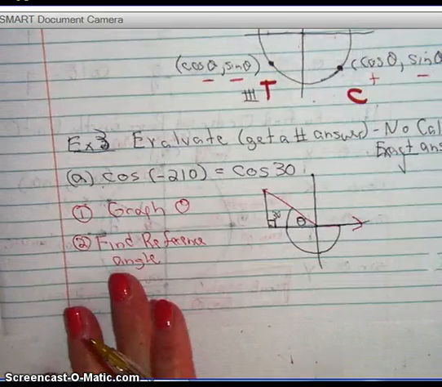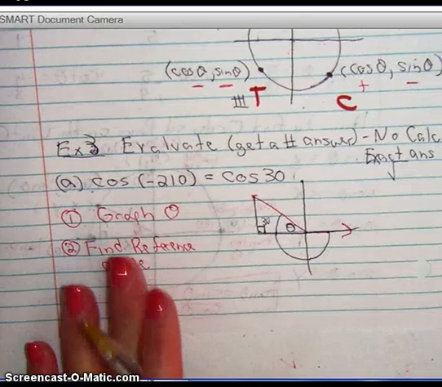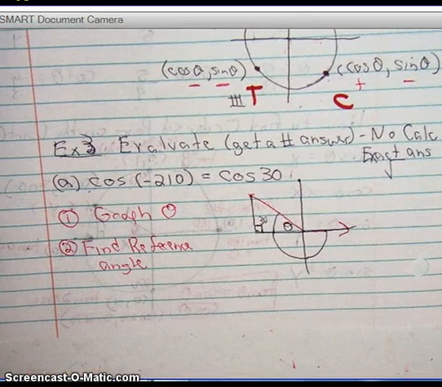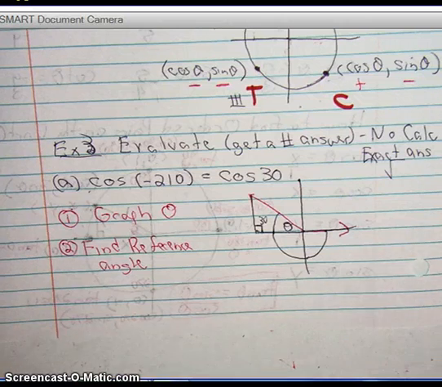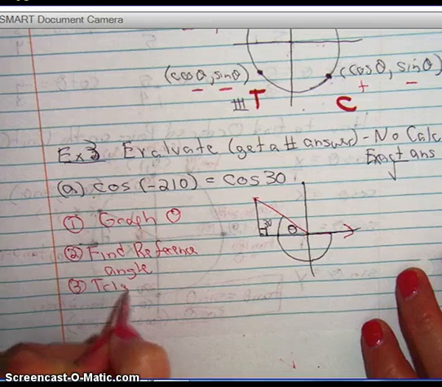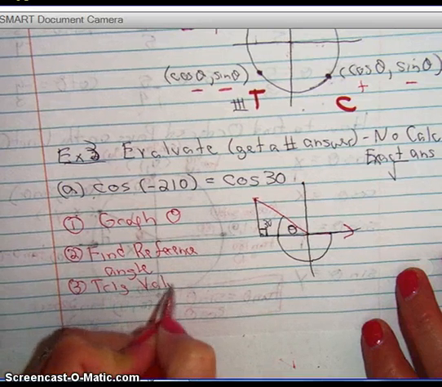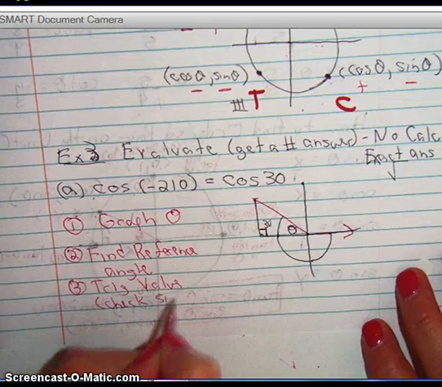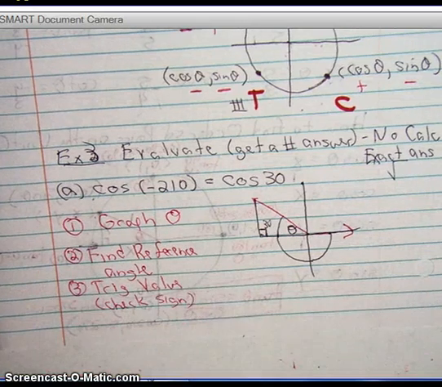Now, how do we do that without a calculator? So how do we find cosine of 30 without a calculator? So step number 3 is get the trig value. And then check the sign. Make sure you check the sign. How do you find it though?